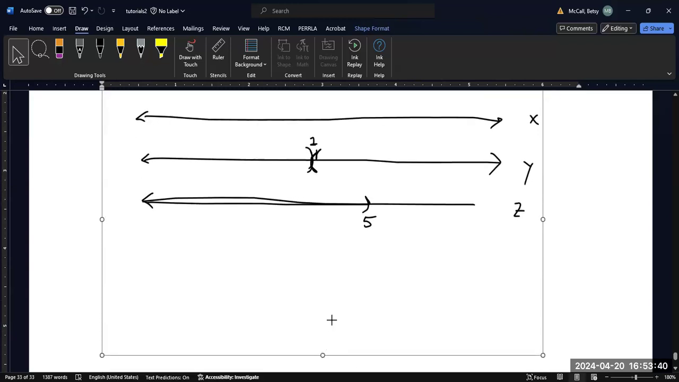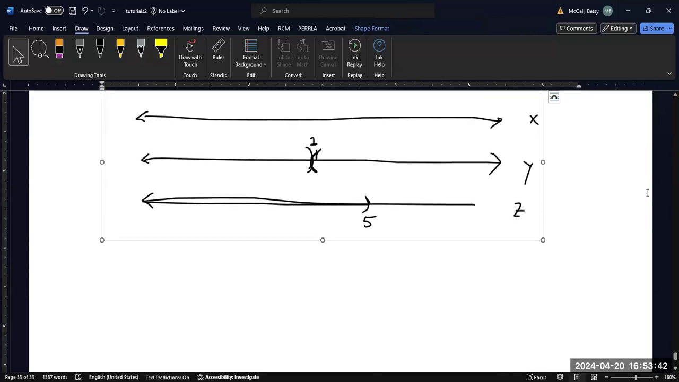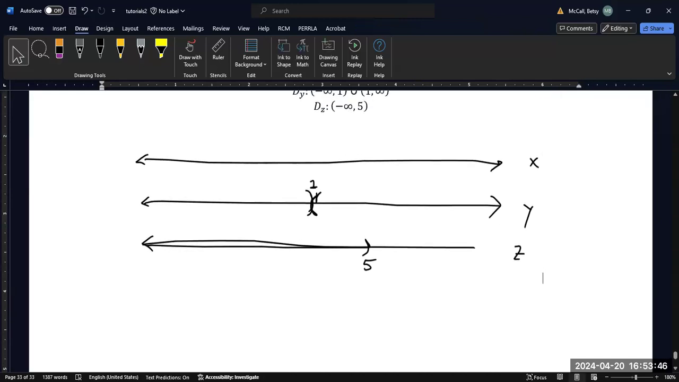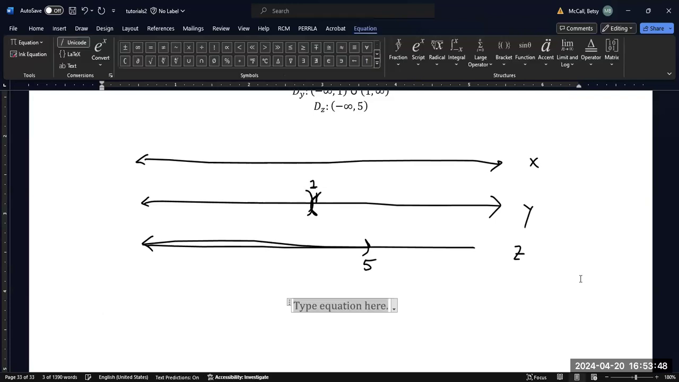Essentially, the domain of our first component is not going to contribute anything because it's defined everywhere. But we do have to take out the value 1, and then we can continue again from 1 until we get to 5. So the domain of the entire thing is going to be from -∞ up to 1, union 1 to 5.